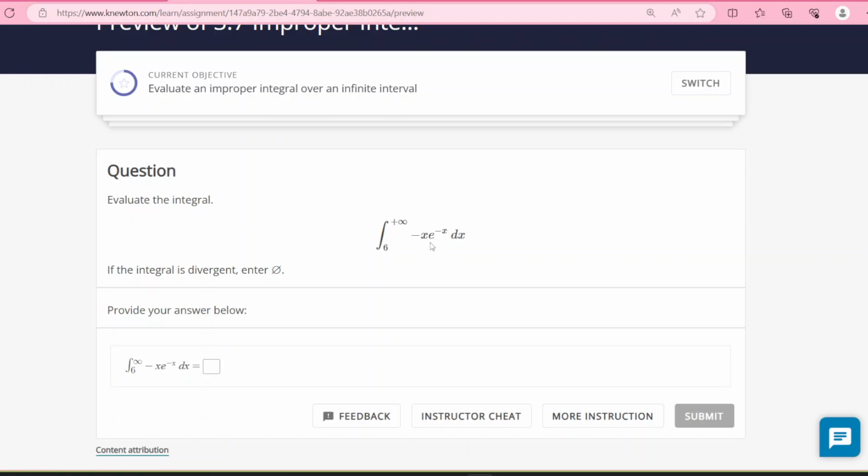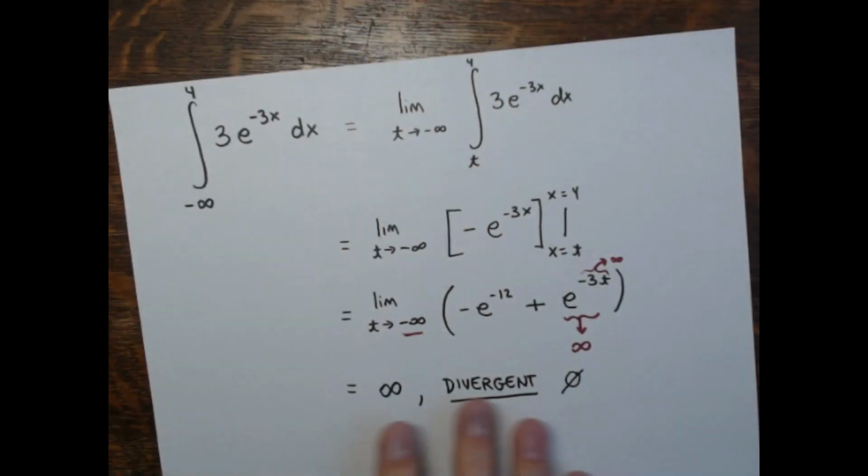All right. So we have the integral from 6 to positive infinity of negative x times e to the negative x dx. Now this is pretty similar actually to an integral we saw in the first example of this video. I'm going to do this one by parts really quickly.